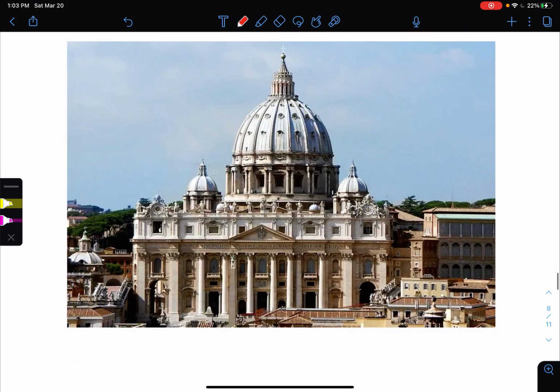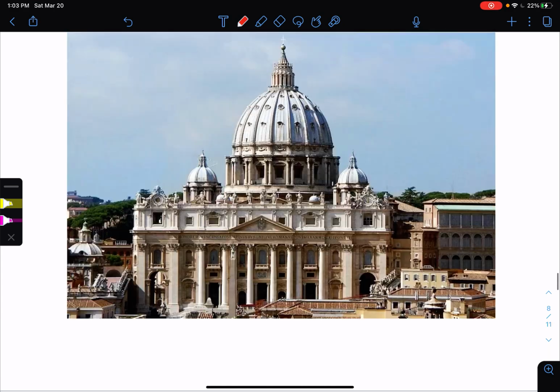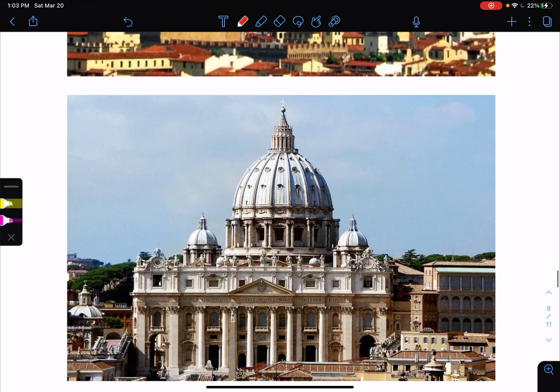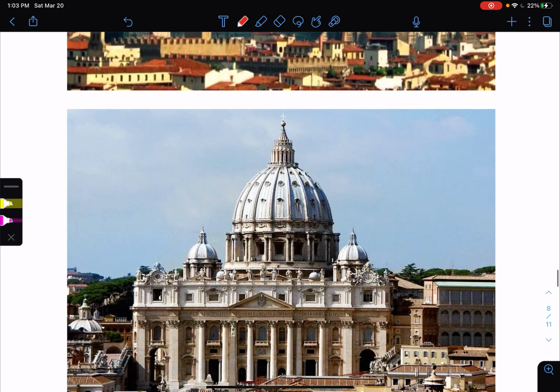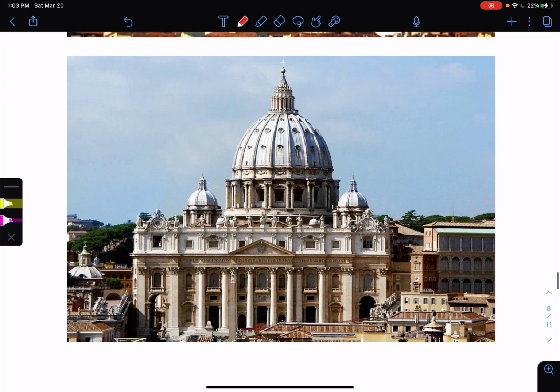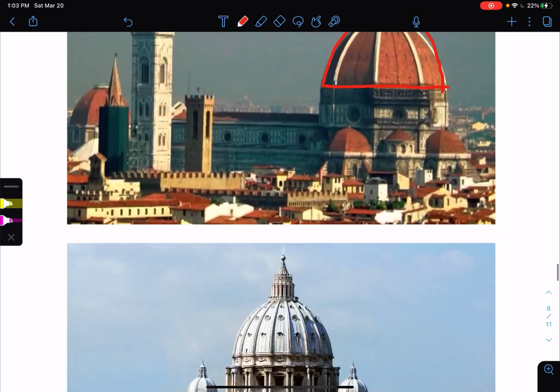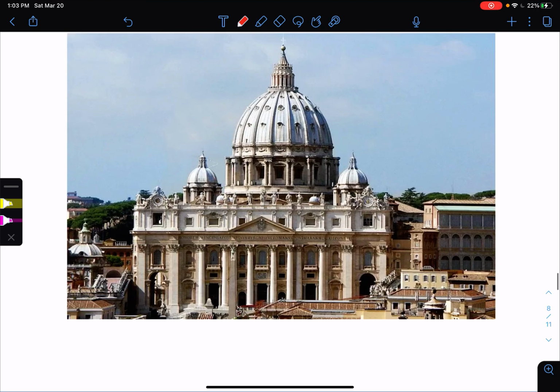Okay. Here's another one. This one was made in the 1400s. This is probably the most important building in the Catholic religion. It is located in Rome. I never visited this one, but I did visit this one. I lived really close to this building when I was in Rome. This one's called St. Peter's Basilica. This is a church, Catholic churches. And this was built in the 1400s, and it was designed with Roman and Greek influences.